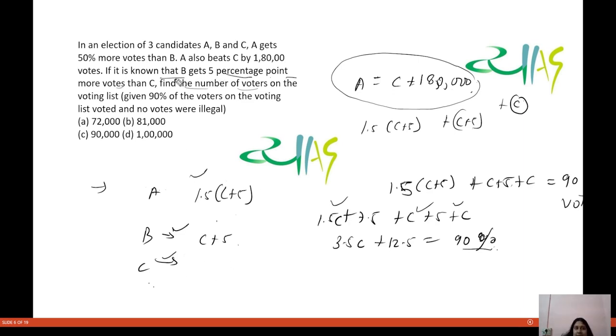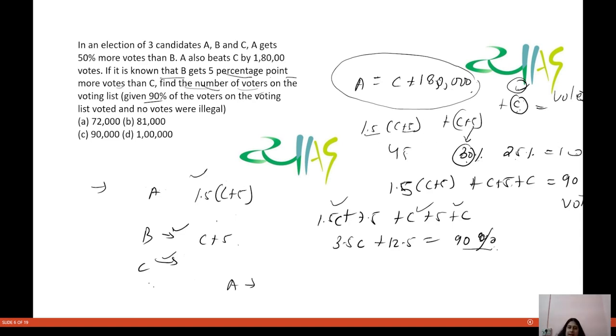It is saying that B gets 5 percentage points more than C. So if we assume this is the total number of votes polled, and C is getting 25%, then B has to be 30%, and A has to be 1.5 times of this. What is 1.5 times of 30? 45. Then only this will become 100%, because 45 plus 25 is 70, and 70 plus 30 is 100.